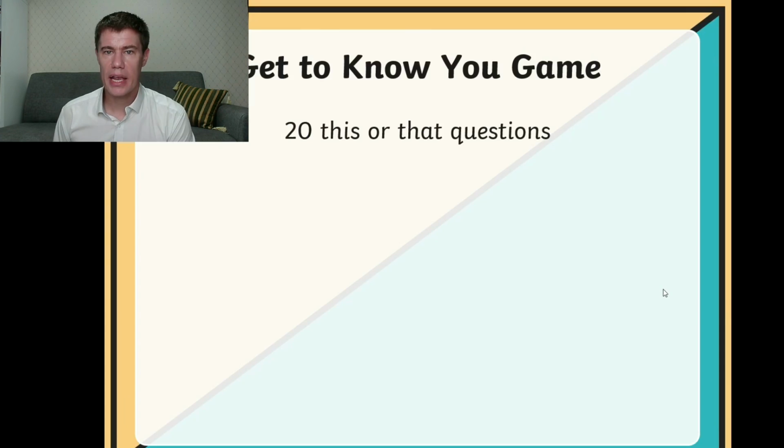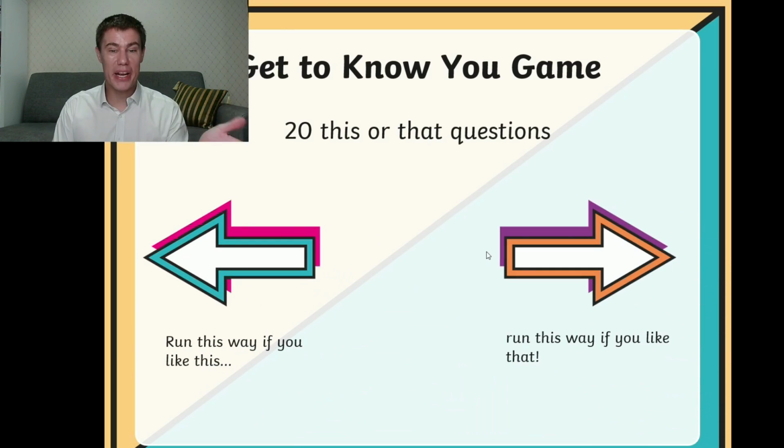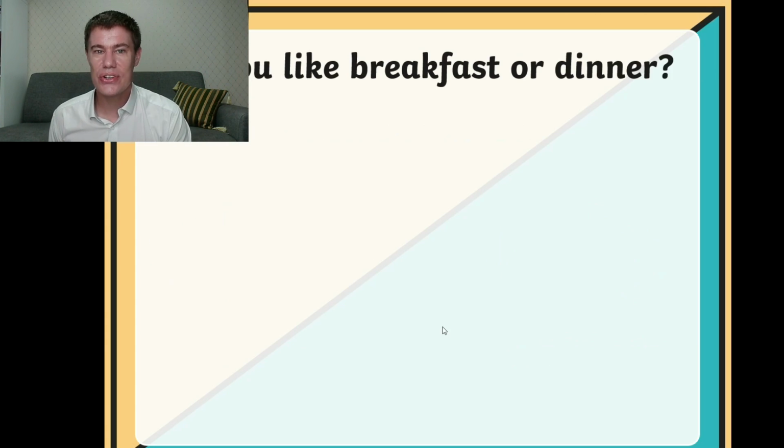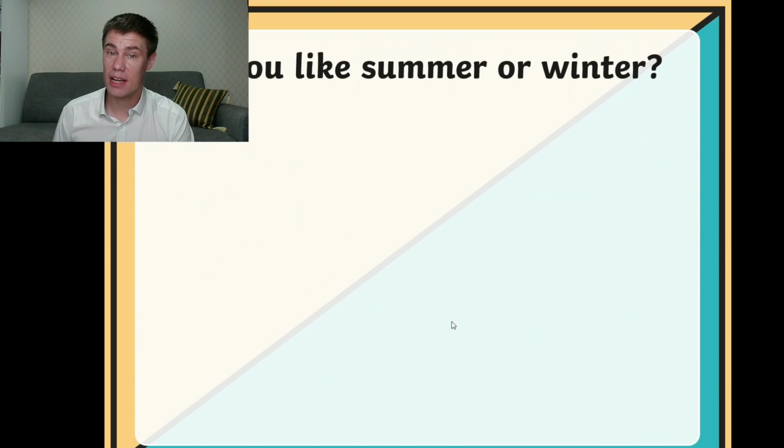This or that. Get to know you game. 20 this or that questions. So the students have to pick which one they prefer. And you can also tell them to stand on the left side of class or on the right side of class. Do you like breakfast or dinner? And the students have to decide. Left or right? Do you like summer or winter?